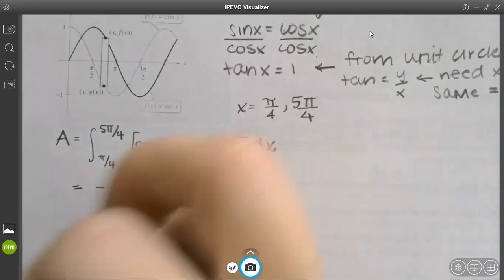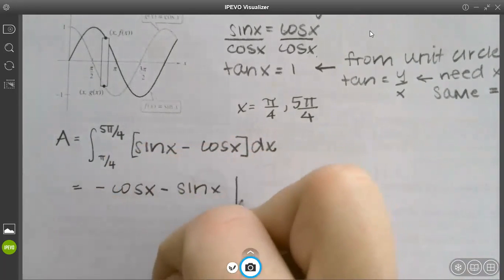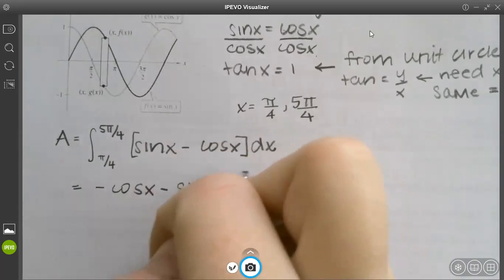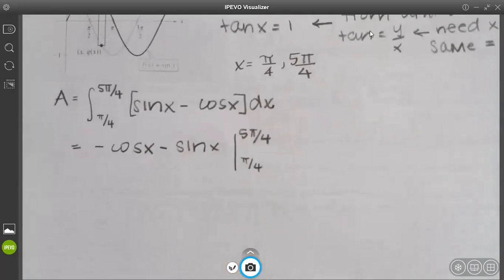Minus, what's the integration of cosine x? Sine x, and we're going from pi over 4 to 5 pi over 4.